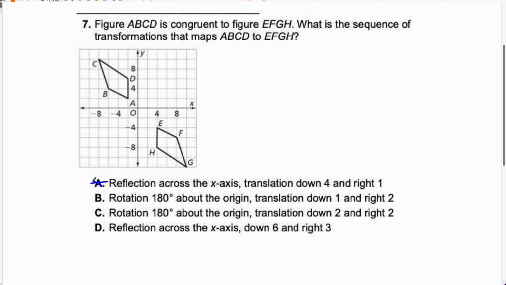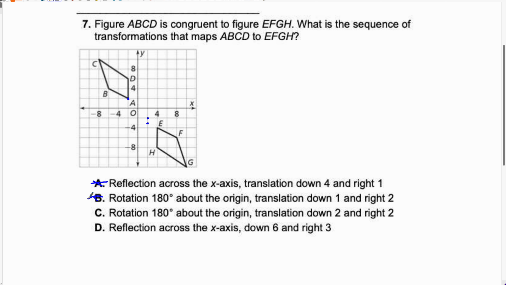All right, so if I rotate it about the origin, then this point would end up here. And if I only go down 1, that moves it only half of a square. So can that put it in the right place if I only move half of a square? No, it can't put it in the right place. So B can't be right.